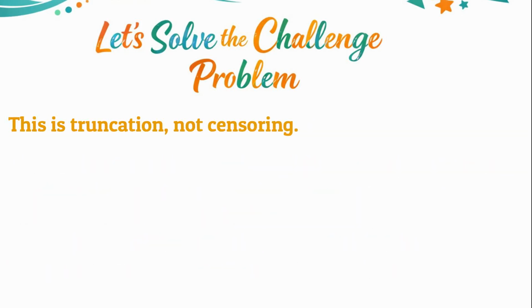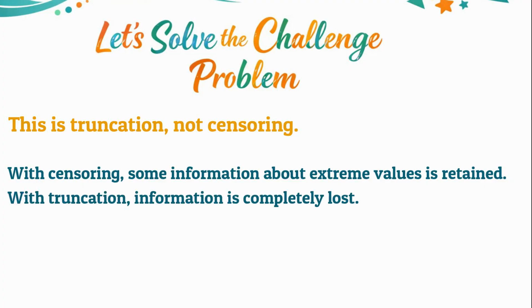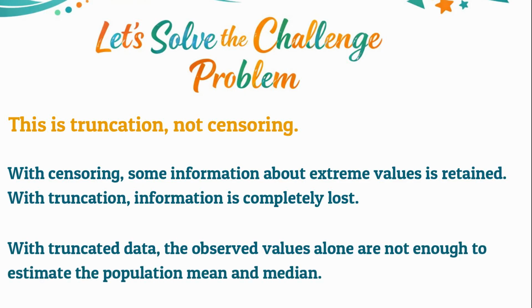This is truncation, not censoring. With censoring, the observation is still present, and some information about extreme values is retained, even if the exact value is not known. With truncation, those observations do not appear in the data at all, so information about extreme values is completely unobserved. Because of this, the observed data alone are not sufficient. Any estimate of the center must depend on assumptions about the unobserved values.